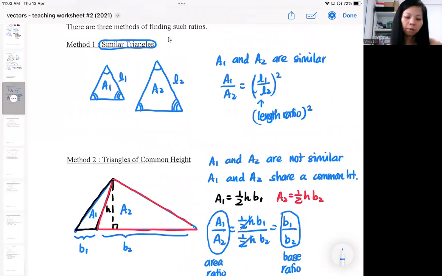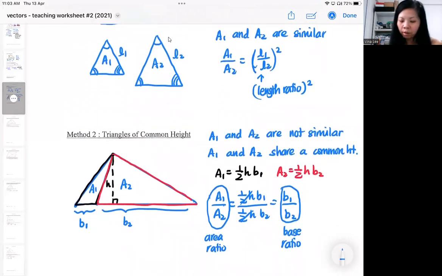A lot of people get confused. When do I square it? You square when the two triangles are similar. If it's common height, you will not be squaring the ratio. The area ratio will just be reduced to the base ratio. A common height is something where you don't need a lot of working. You can just visualize it.